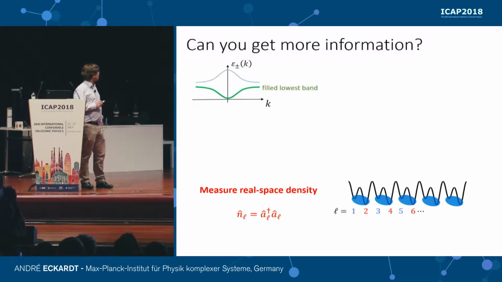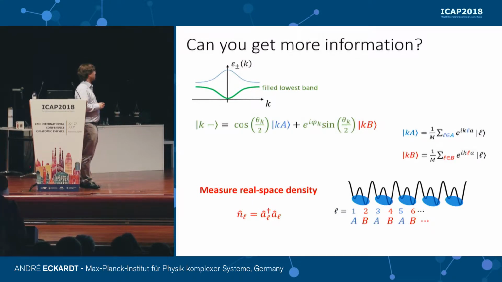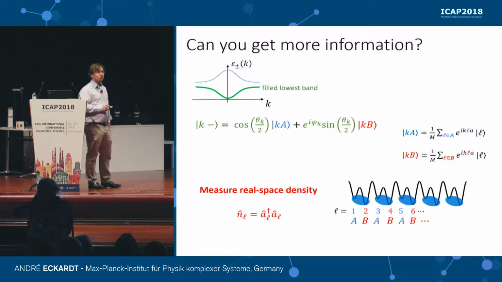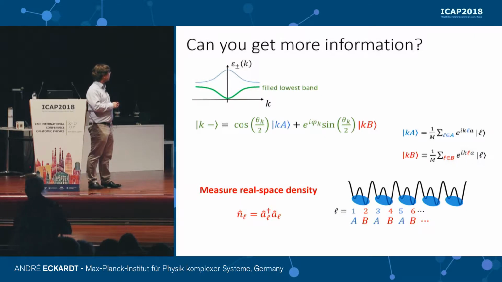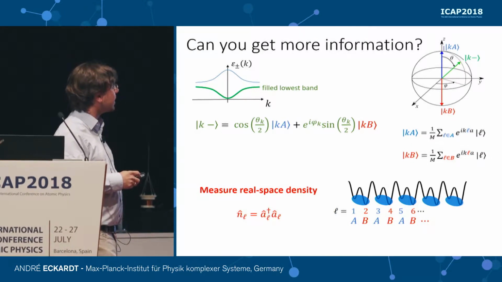But let's assume we have prepared a band insulator state, like in such a charge pumping experiment, where we have a fermionic system that fills the lowest band of this lattice system, and we want to probe this state. So the state is given by, let's say we have two sublattices, A and B, like in this lattice. Then you can write it down as a superposition of a quasi-momentum state k on the A sublattice and a quasi-momentum state k on the B sublattice. Their relative weight is given by an angle theta, and their relative phase by an angle phi, and this corresponds to a Bloch vector for every point in k space.